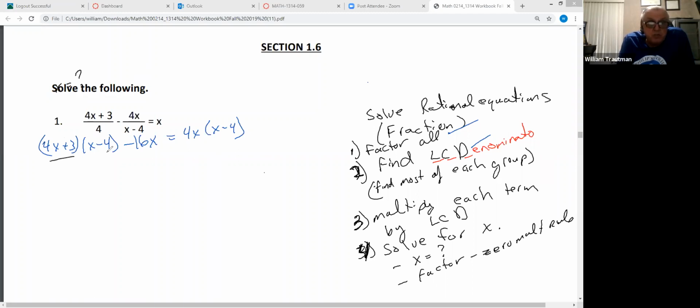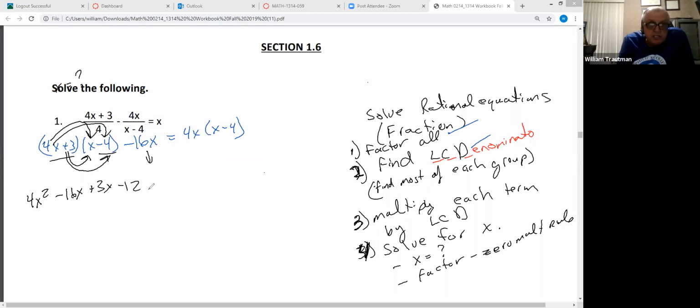So here I have 2 terms times 2 terms. 4x times x is 4x squared. 4 times 1 is 4. X times x is x squared. 4x times a negative 4. 4 times a negative 4 is a negative 16x. 3 times x is a positive 3x. And 3 times a negative 4 is a negative 12.